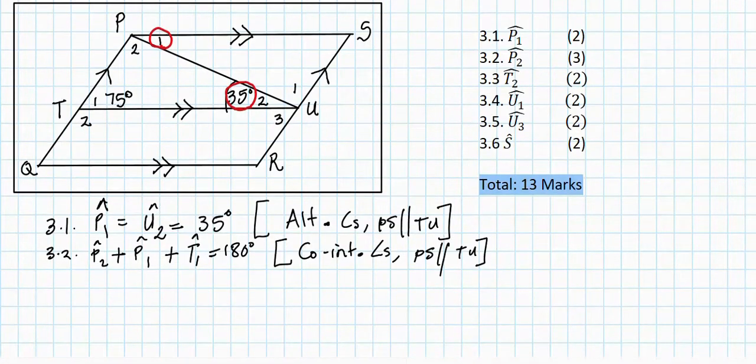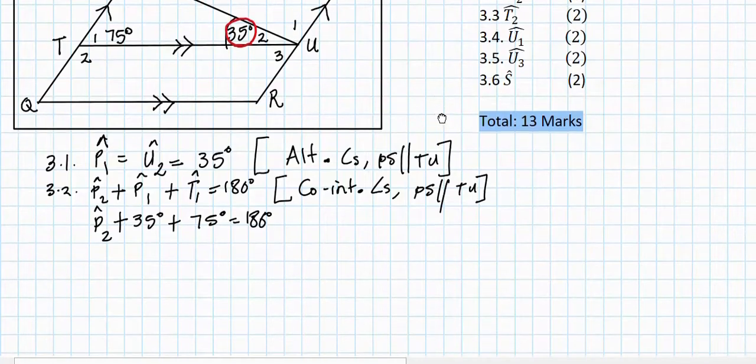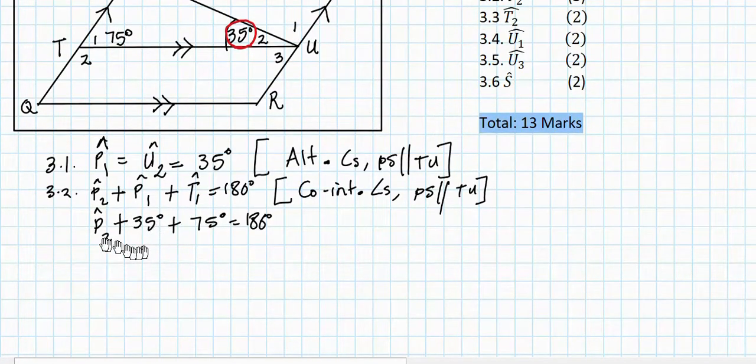Then substitution, of course. How much is P2? We are looking for that, so we don't know. P2 plus how much is P1? We know that P1 is 35 degrees because we found it in 3.1. Plus how much is T1? We were told that T1 is 75 degrees. All that is equal to 180 degrees. So, and then we have this one.